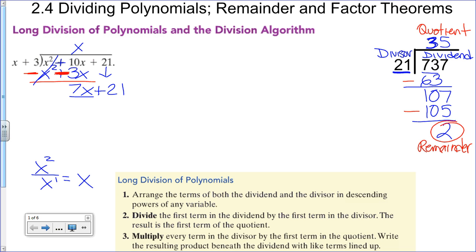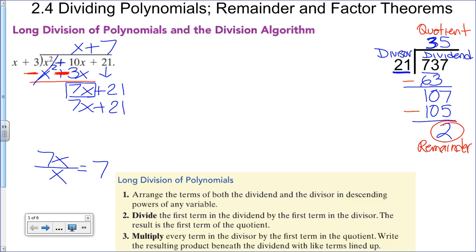And then what you will do is take the first term here, which is 7x, and divide that by x. If you are not sure what the answer is, then you must write it down. 7x divided by x, and so that will be equal to positive 7. Okay, so after that, you take that term in the quotient, 7, and you multiply it times x. You get positive 7x. And you do the same with 7 times 3, and that would be positive 21.